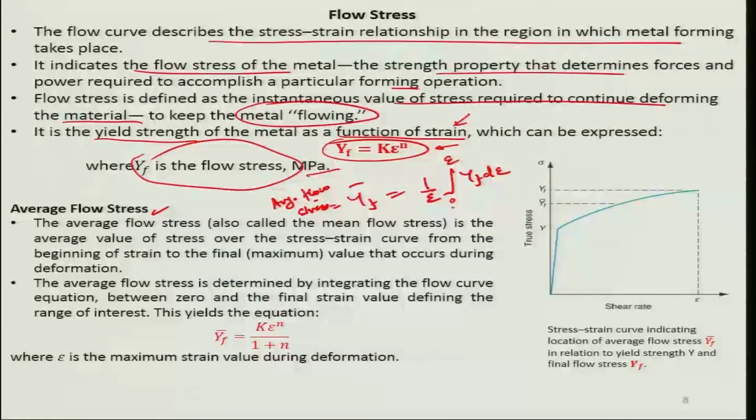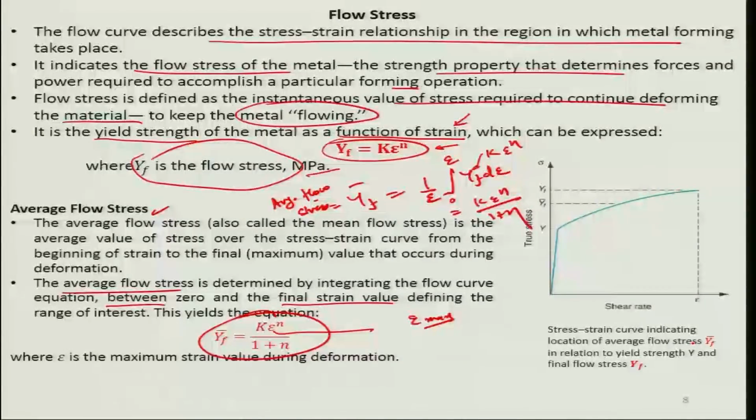Substituting the value K epsilon to the power of n, this can be represented as K epsilon to the n by 1 plus n. This is how the average flow stress is determined, by integrating the flow curve equation between 0 and the final strain value, defining the range of interest. In this equation, one has to remember that this epsilon is actually the maximum strain value that happens during the whole deformation process. That is how the average flow stress Yf bar is recorded.